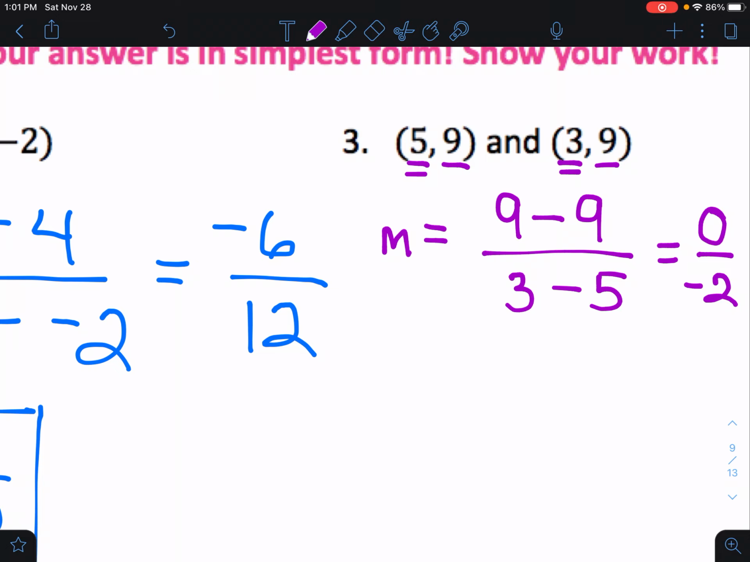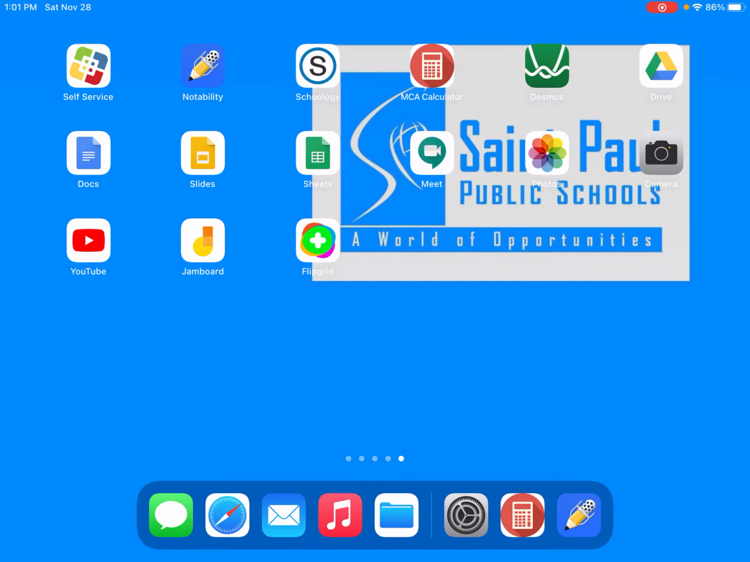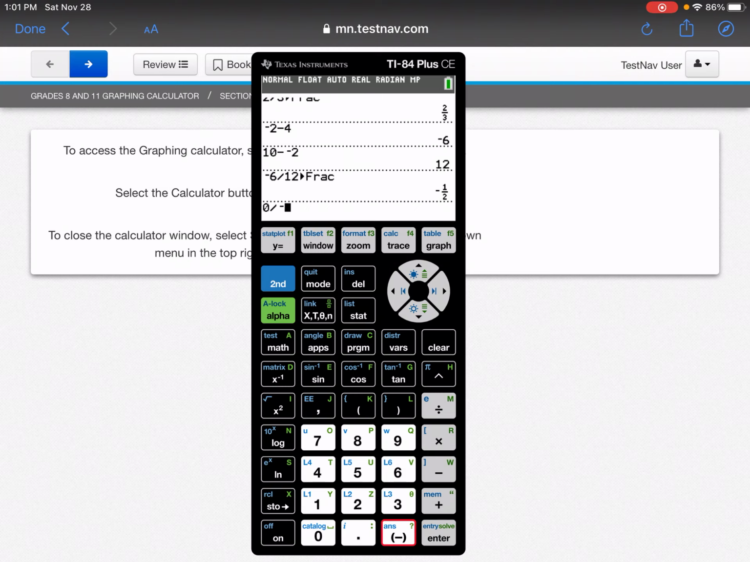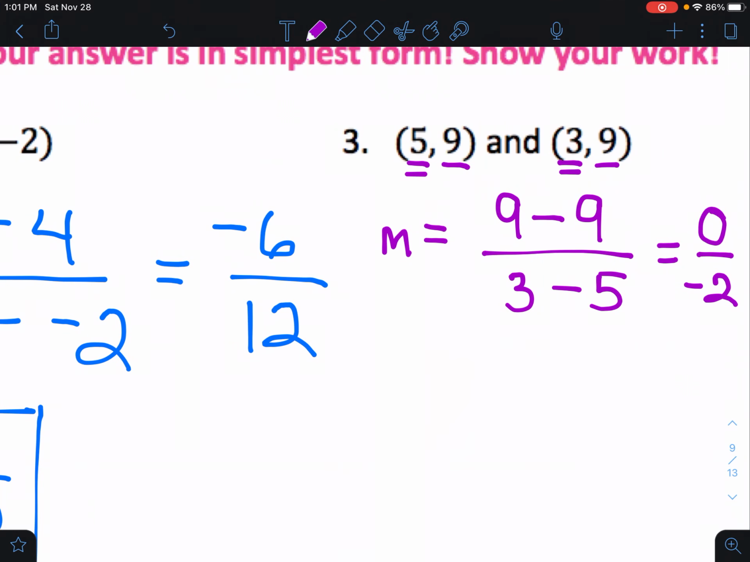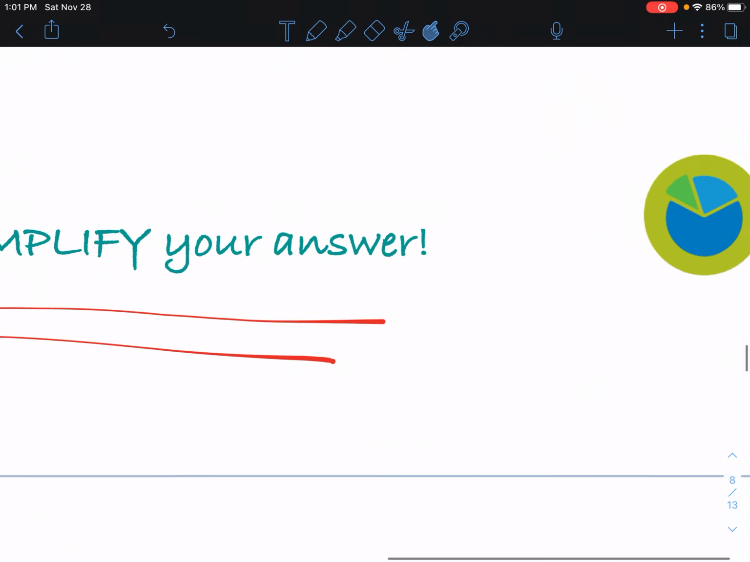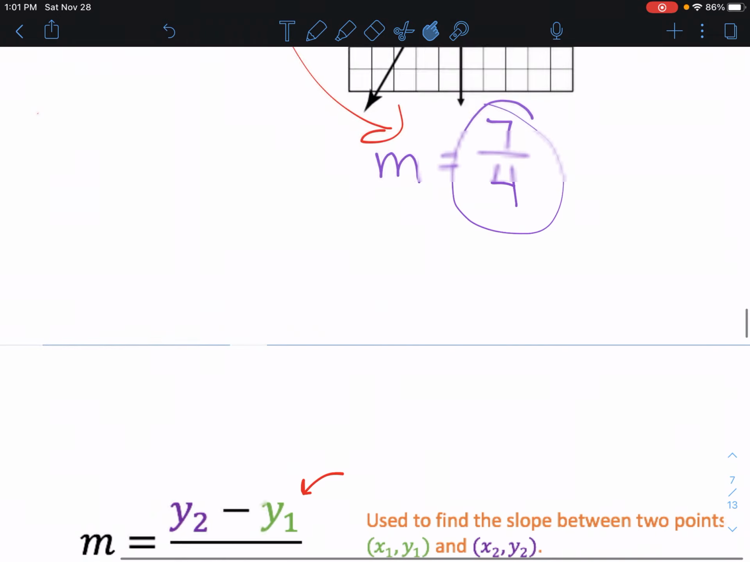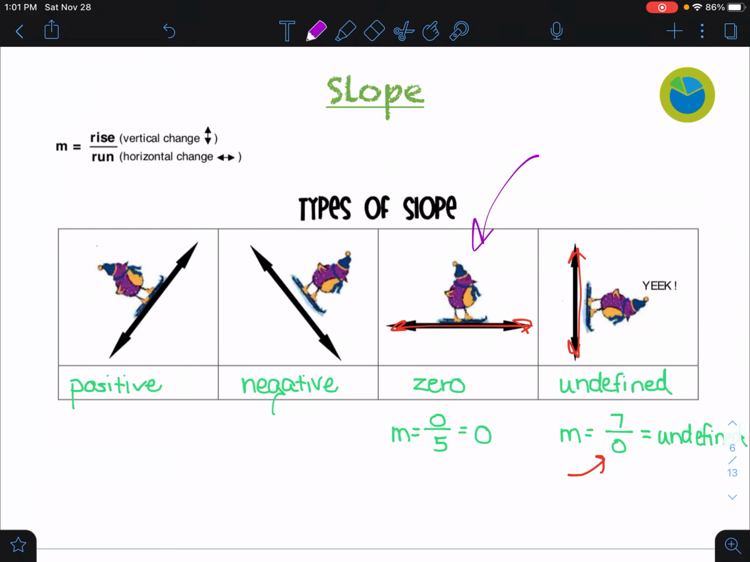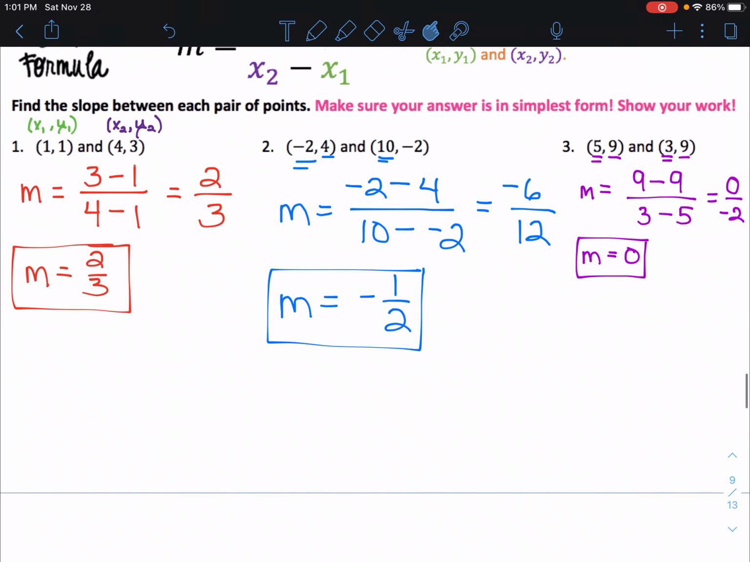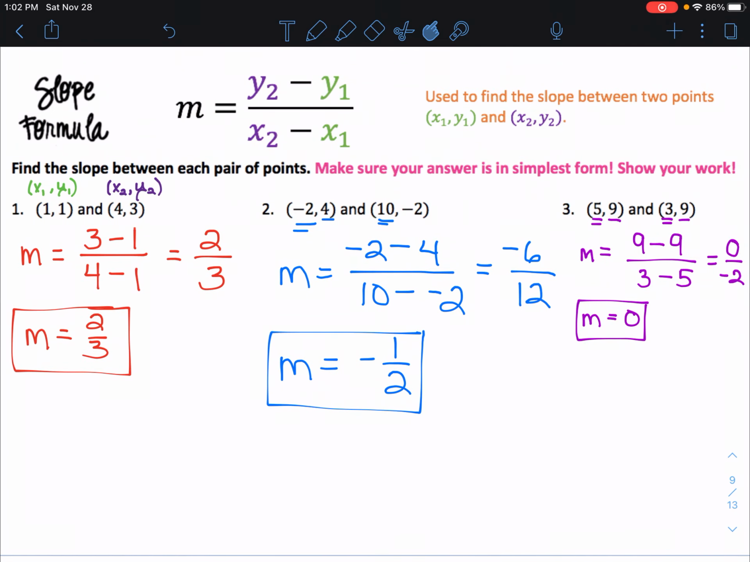Now 0, this is not my answer. Remember, always make sure to see if it's reduced, so we're going to do that. 0 divided by -2, math, press enter a couple times, we get 0. Okay, so my slope is 0, so this actually means, remember, that this is a flat line or a horizontal line. Okay, so this line right here, with these 2 points, would look like this one right here, a horizontal line, okay? All right, so hopefully that's starting to make some sense.